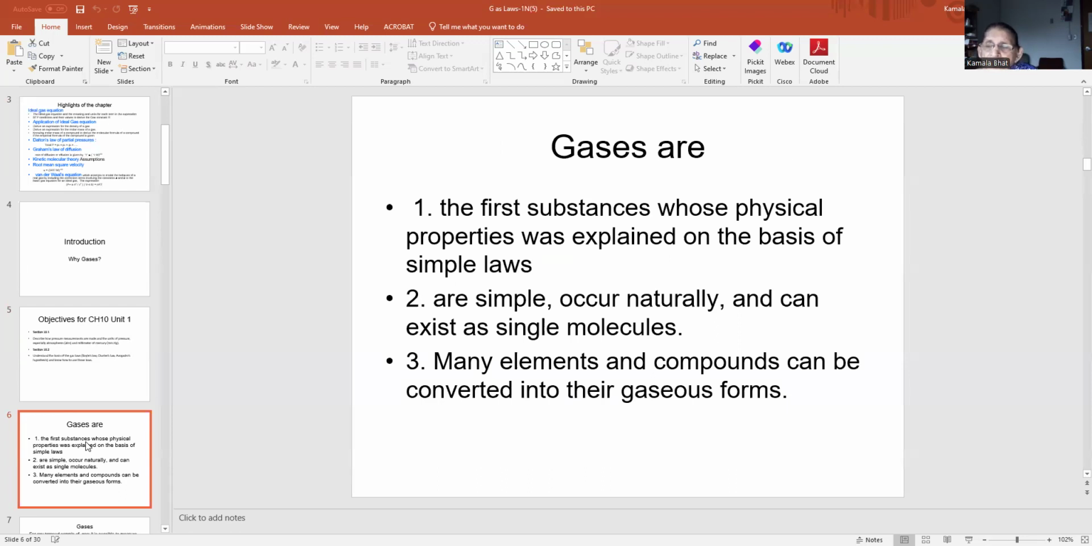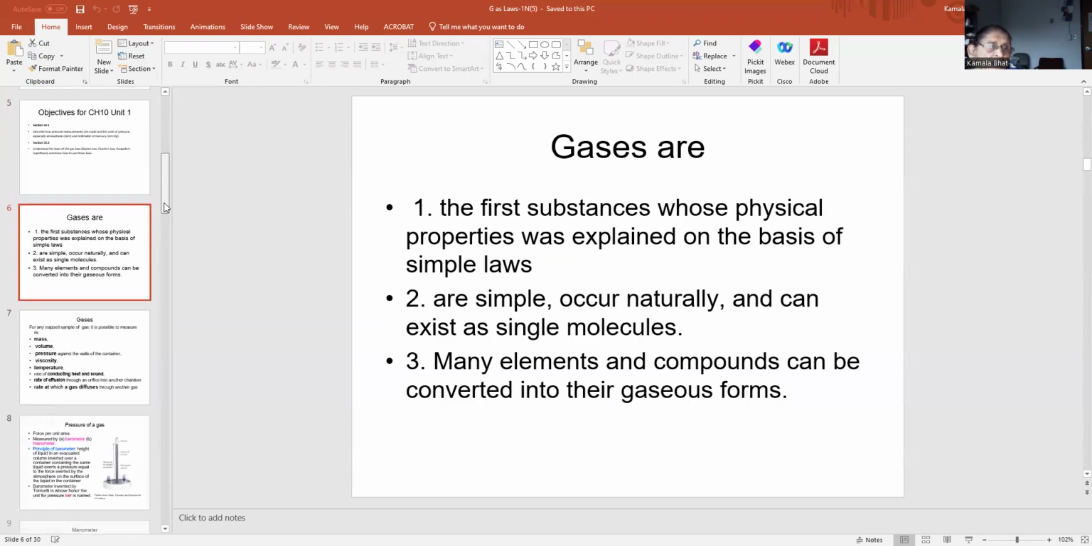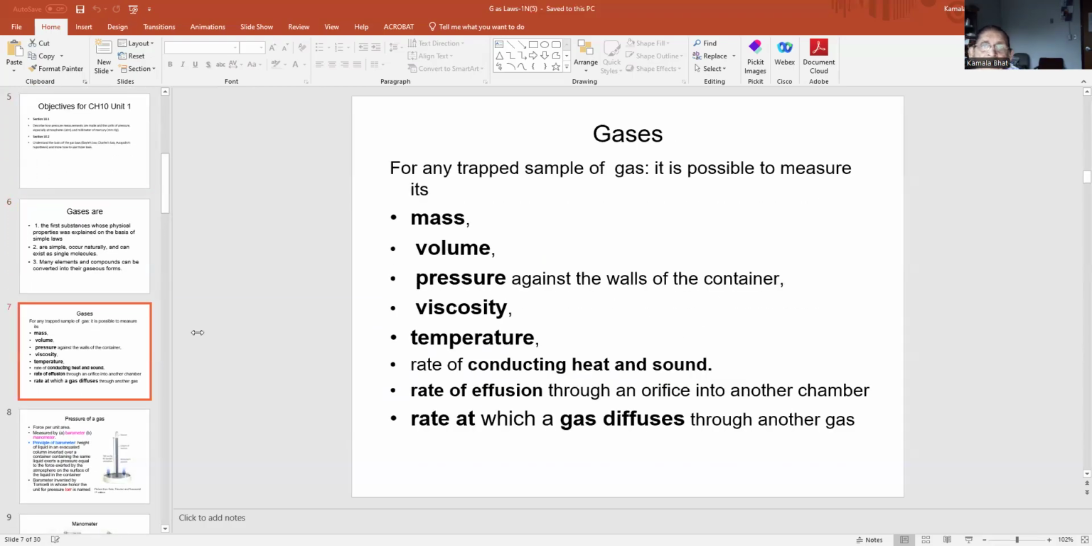Gases are the first substance whose physical properties were explained on the basis of simple laws. They are simple, occur naturally, and exist as single molecules. Many elements and compounds can be converted into their gaseous forms, and therefore this helps to explain the behavior and the properties of gases.